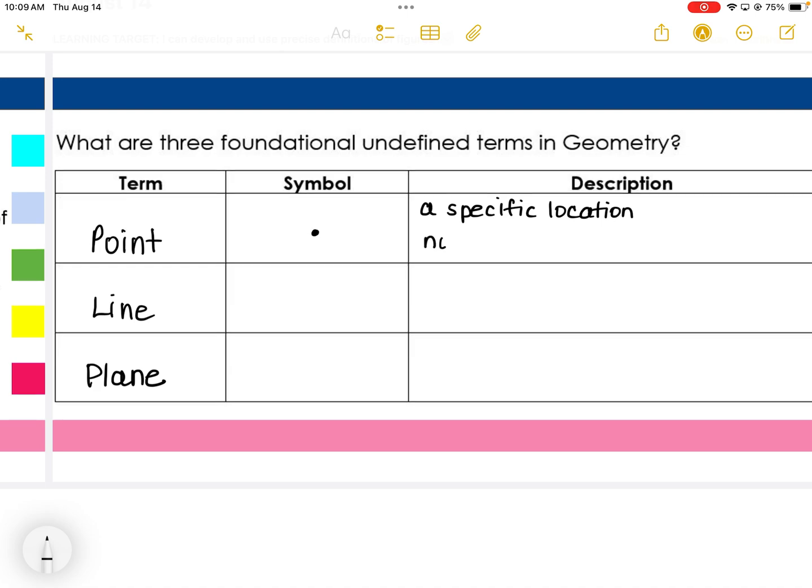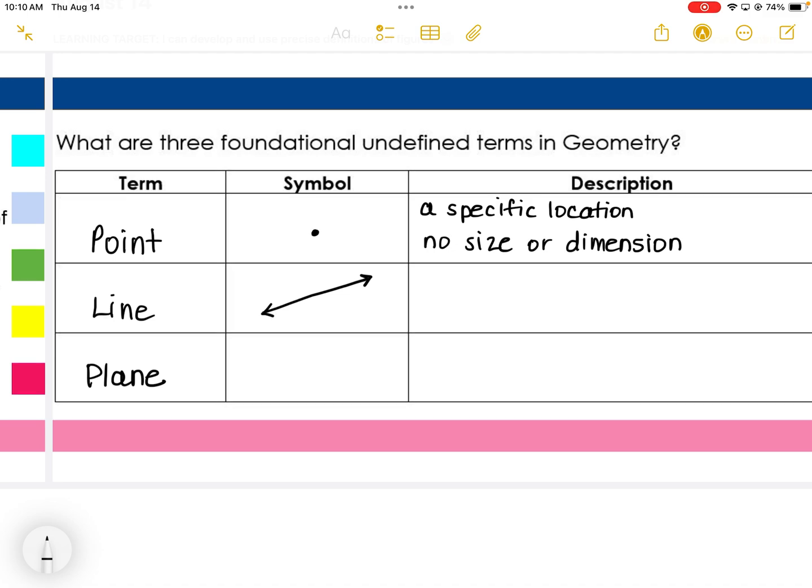A point, though, here's the undefined part, the kind of confusing part. It has no size or dimension. Okay, it has no shape. We are just showing where something is when we put a dot there, but that dot is representing a point. It's representing a specific location. Okay.